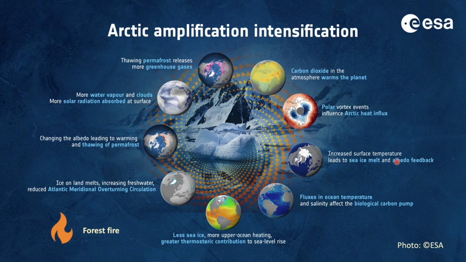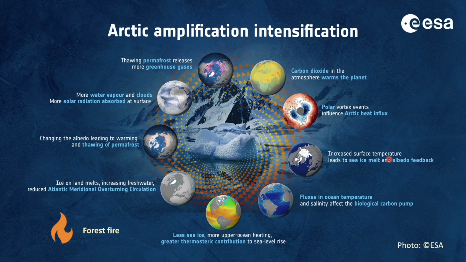And the increased surface temperature leads to sea ice melt and the albedo feedback. So this is a positive feedback system. In other words, the higher temperature leads to more melting of ice. More melting of ice leads to more water. More water means the sunlight can easily be absorbed by the water.